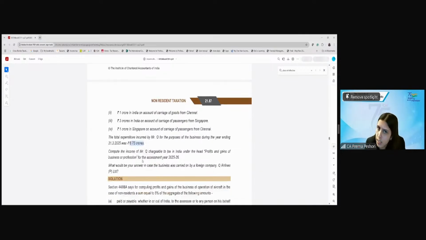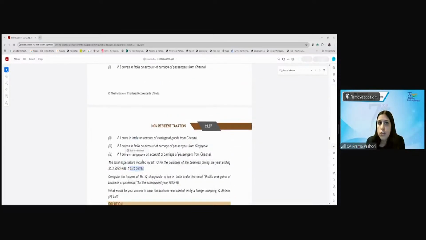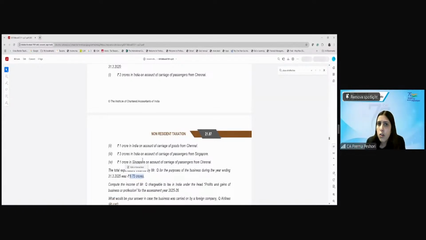Now, you will not consider the expenditure because you are going for the presumptive rate, which is 5%. So 5% we will apply on the amount paid in respect of the carriage of goods, livestock or passengers from a port in India, and secondly the amount received in respect of shipment from any port outside India. So what are the amounts that we will include? Whether we will consider 2 crores?